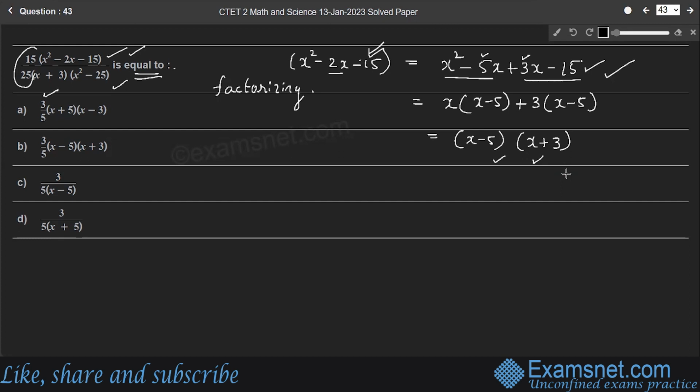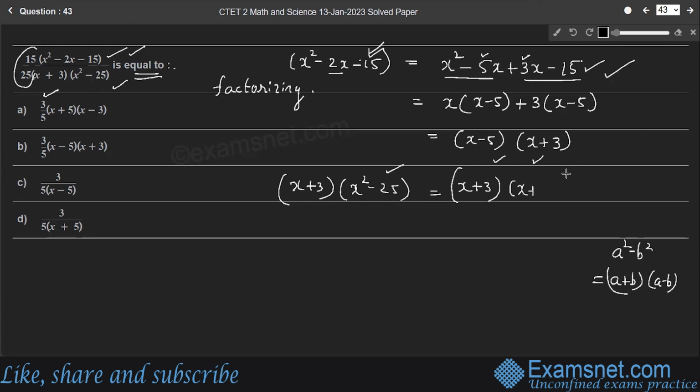Whereas the denominator is x plus 3 into x square minus 25. Here we leave x plus 3 as it is, whereas x square minus 25 is in the form of a square minus b square. You can mention a square minus b square is a plus b into a minus b. Therefore, x square minus 25 can be written as x plus 5, since 25 is a square of 5.